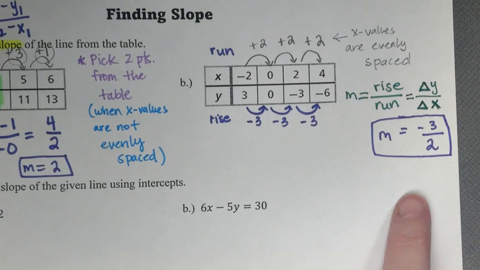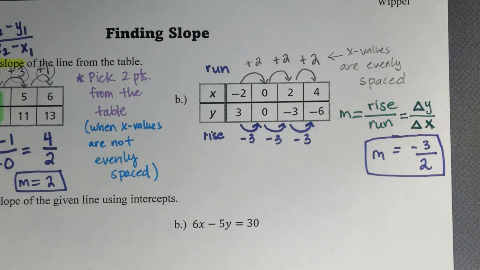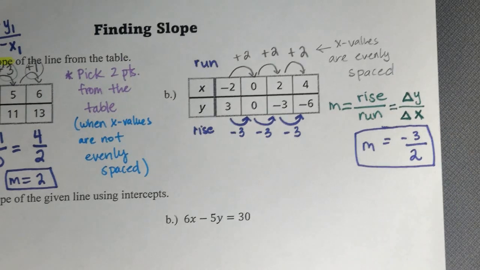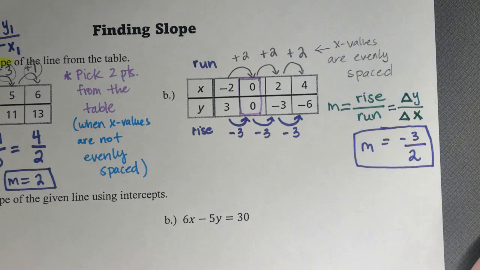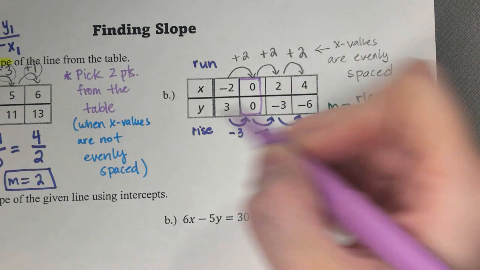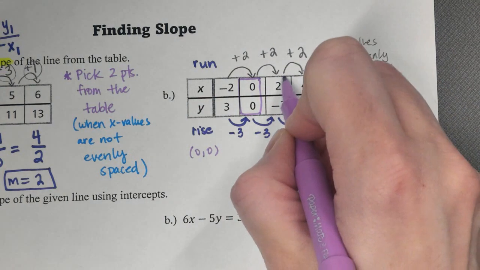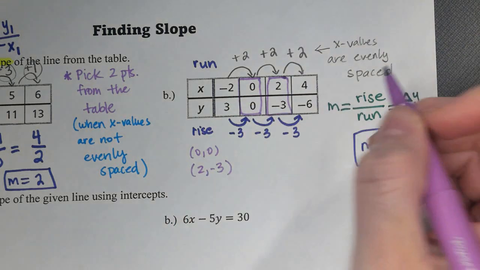Okay, now again, this you can only use in a special situation. The first method you can use anytime. So if you have a table, you can always pick 2 points. Okay, so let's choose this point. We'll double check our work. So the x is 0, the y is 0. I'll choose this one as well. The x is 2, the y is -3.